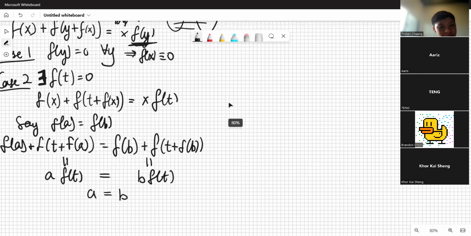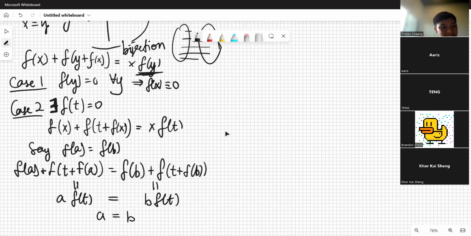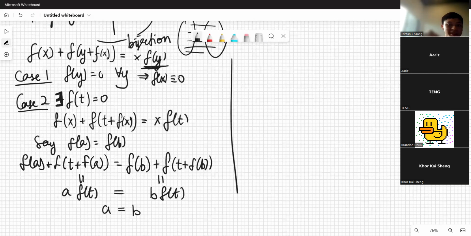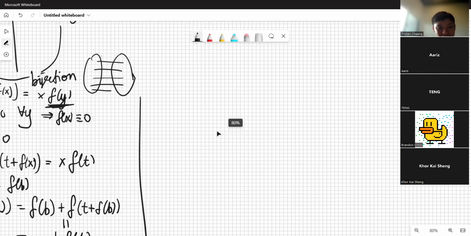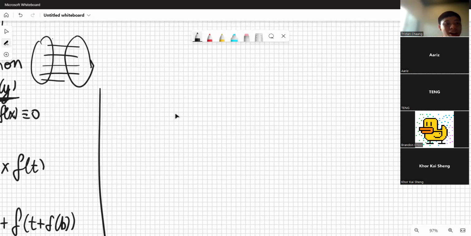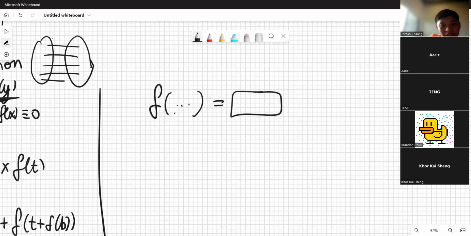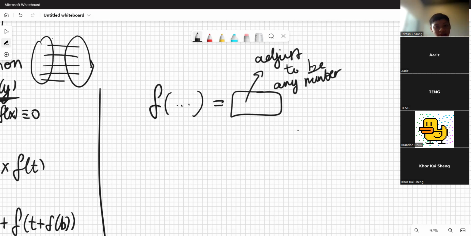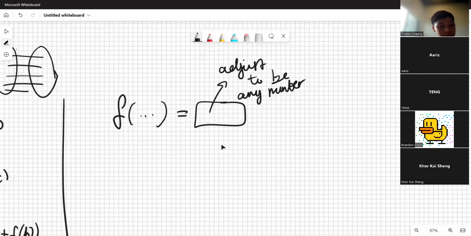Okay, for surjective, how do you prove something is surjective? If you want to prove something is surjective, then you just have to prove that you can rewrite the equation in some form like this, and on the right hand side is something that you can adjust to be any number. If you manage to write the equation like this, then you manage to prove it's surjective.